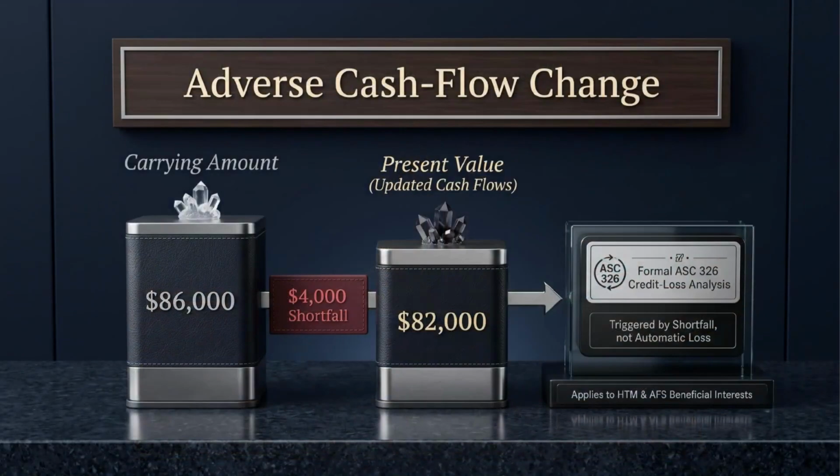Now consider the adverse scenario. The carrying amount is $86,000, but the present value of updated expected cash flows is $82,000. That creates a $4,000 shortfall indicator. This does not automatically mean we record a loss on the spot, but it does mean we must evaluate credit loss guidance under ASC 326 for held to maturity and available for sale beneficial interests. The bridge matters because ASC 325 identifies the issue, while ASC 326 gives the deeper credit loss framework.